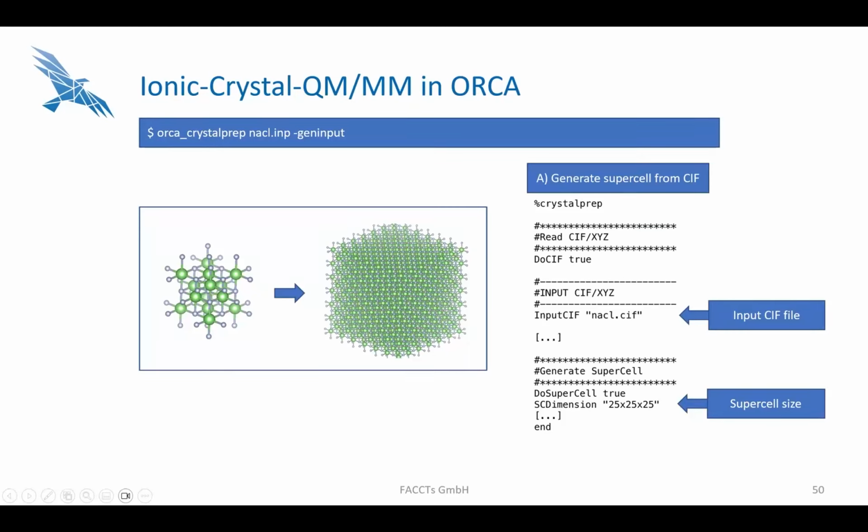The then generated input file will look something like this. You can fill it in according to the model you want to create. In the part of the shown input here, we first specify that we want to generate the supercell for our example using a CIF file with a given name, again here NaCl. Then define the size of the supercell. Running this input file as it's shown here with Crystal Prep would generate us a supercell of the given size.